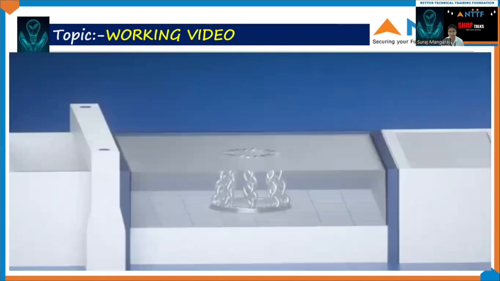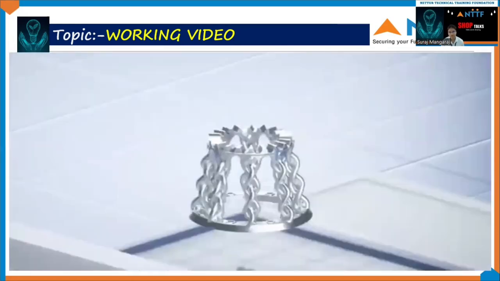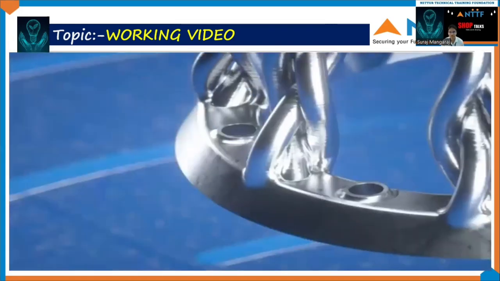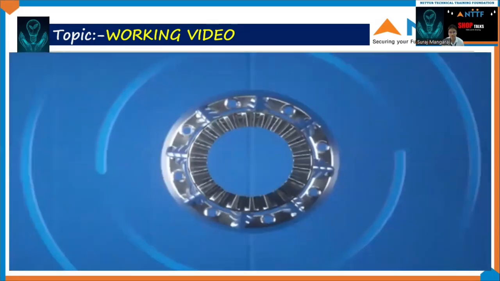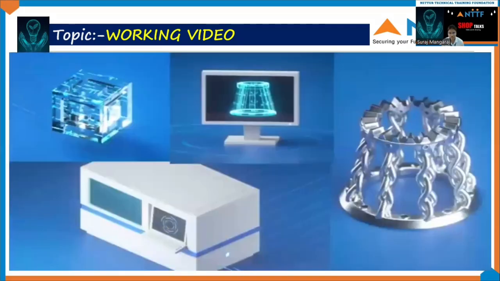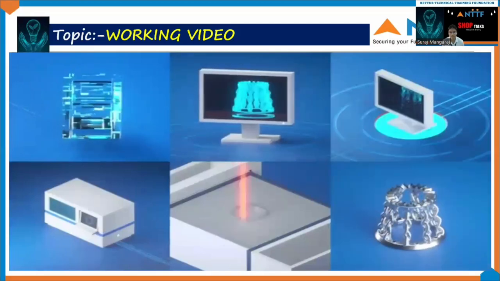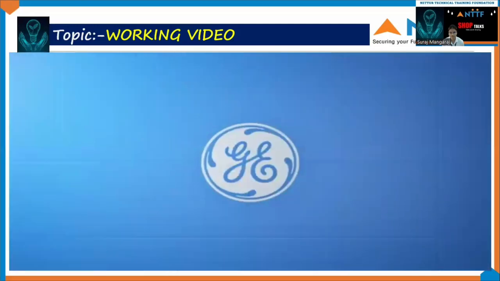The metallic powder is removed, and a physical object is revealed. Additive manufacturing allows you to produce parts that are lighter, stronger, and more durable than traditionally made parts. Build times are faster. Engineers can add precise features and complex geometries without increasing cost. In fact, additive manufacturing is revolutionizing the way we work.